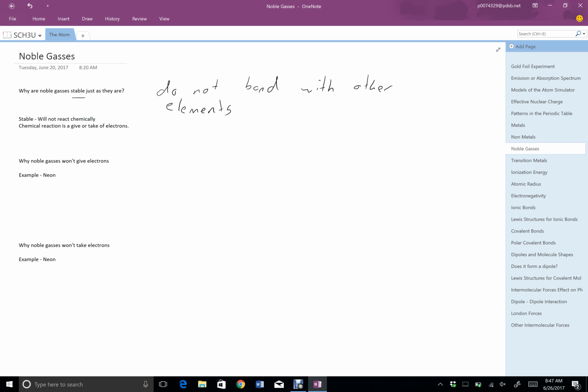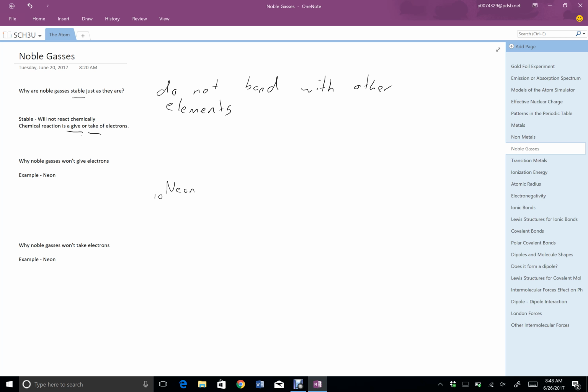And what I mean by don't bond with other elements is that they don't give or take electrons. So to answer the question why noble gases are stable, what we really need to answer is why they don't want to take any electrons from anybody else, or why they don't want to give any electrons to anybody else. As an example, I'm going to use the simplest noble gas that I can, which is neon.